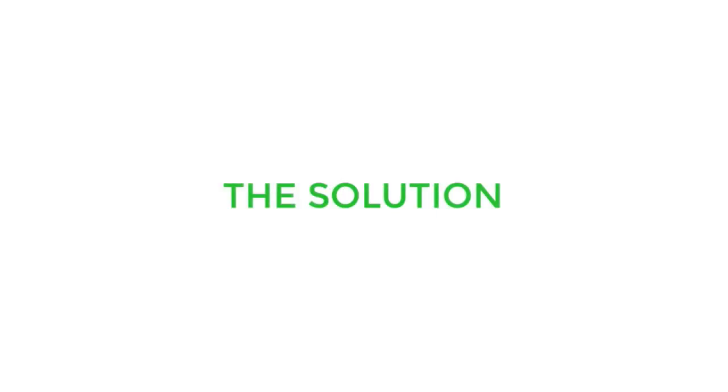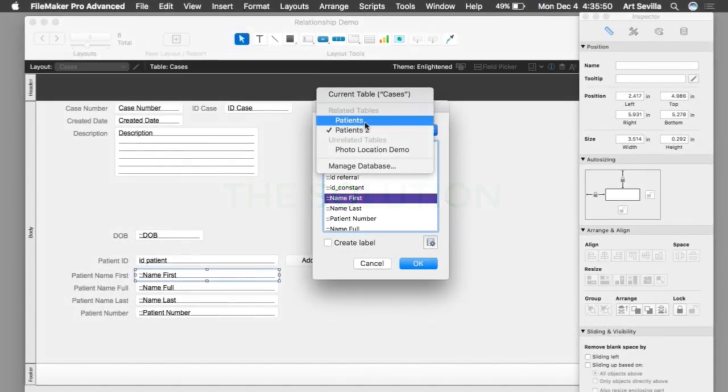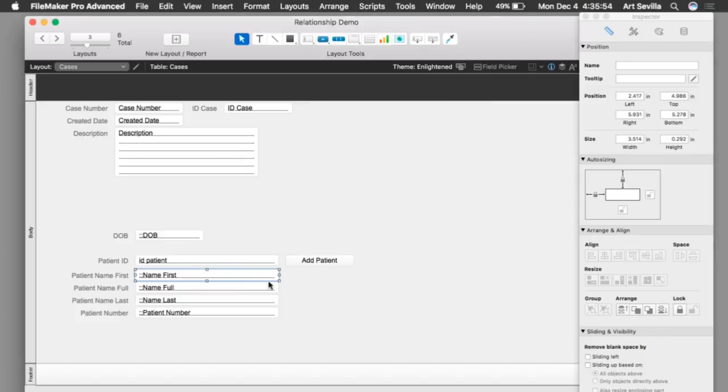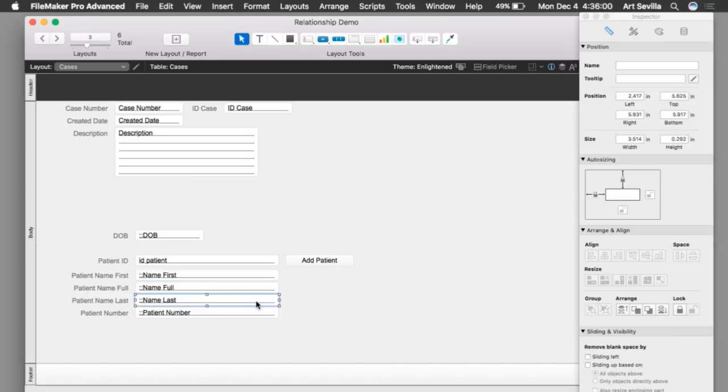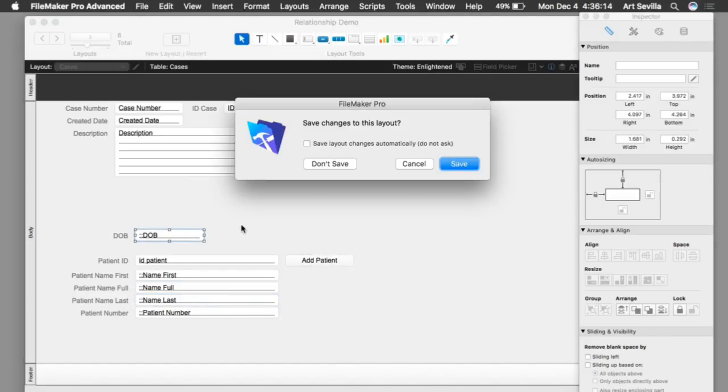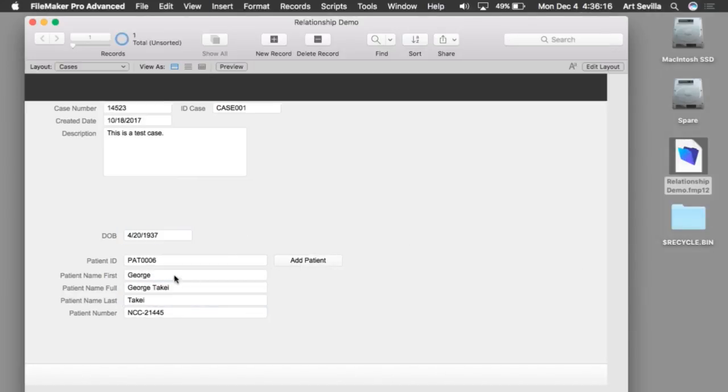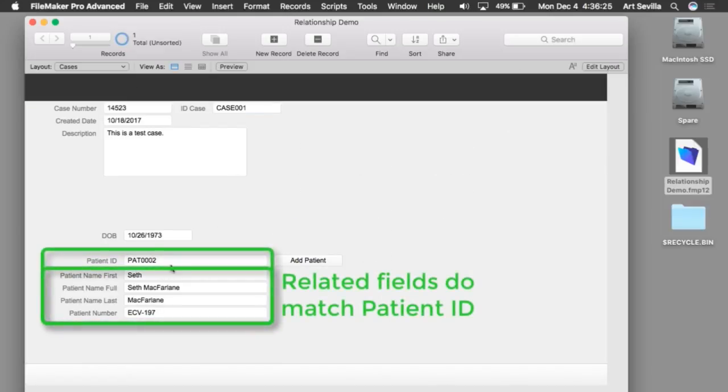So what we ended up having to do was to change the table to the correct one. So we go to patients 1, name first, and so on and so forth. So we'll do that for the rest of these here. And once we do that, if we go back into browse mode, now it shows George, shows the correct patient information here. So if we go and add a different patient, let's add Seth here, and there we go. Patient ID and the rest of the information comes over.